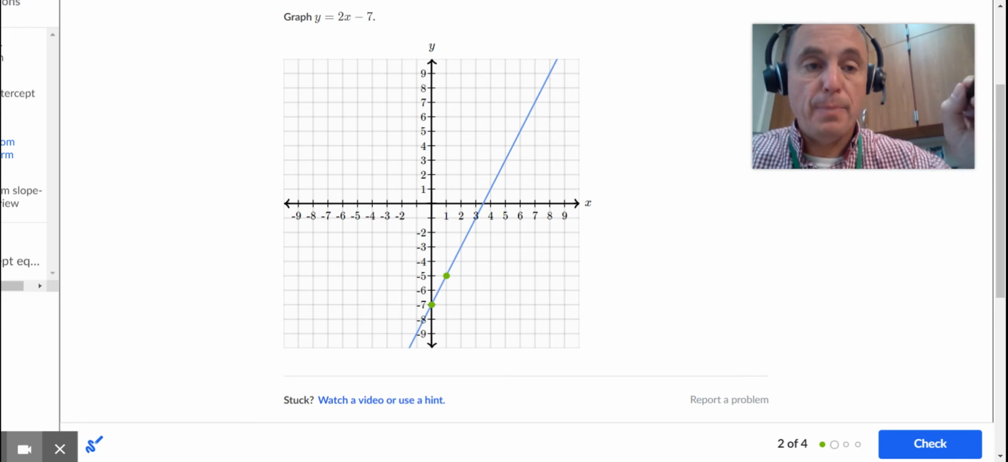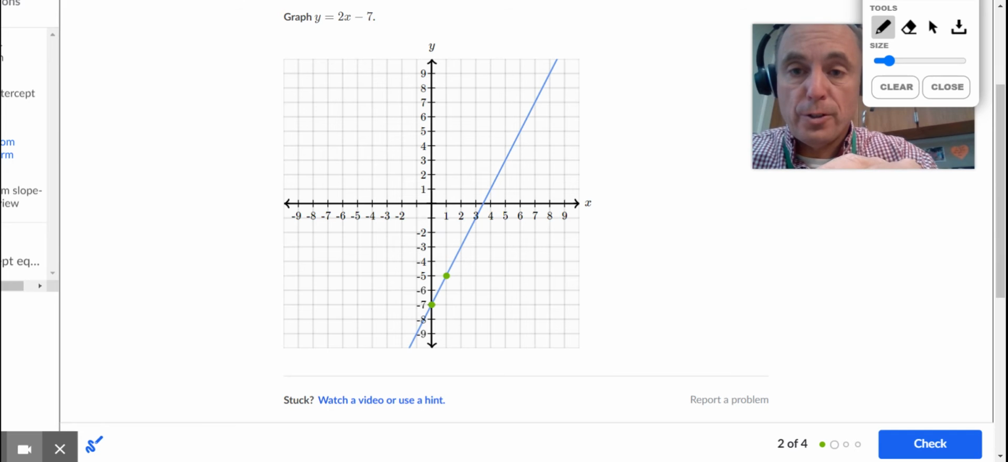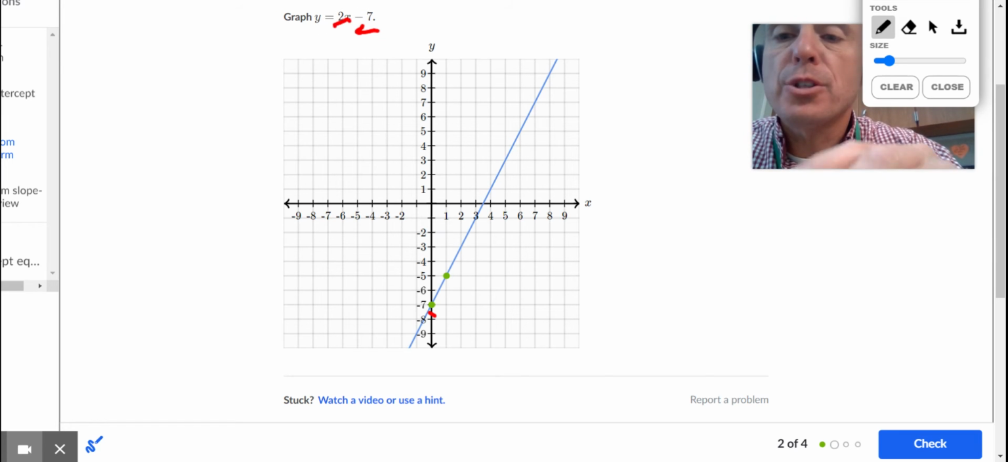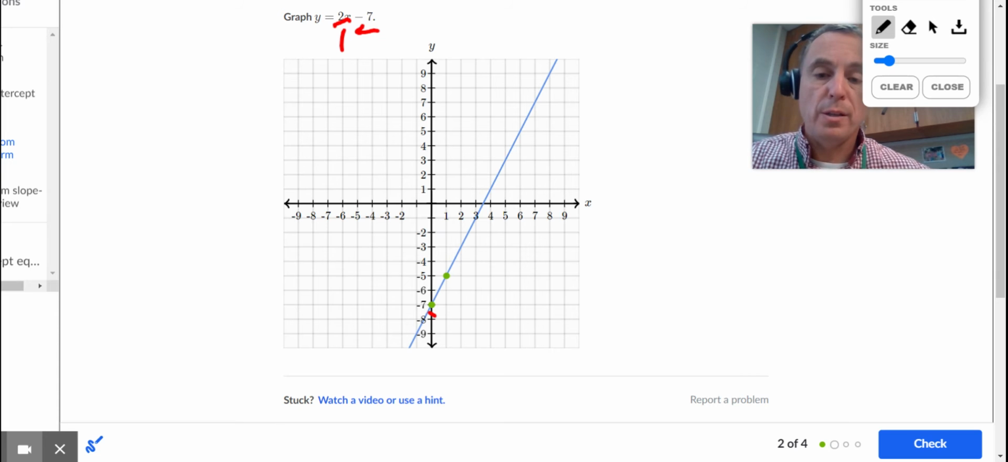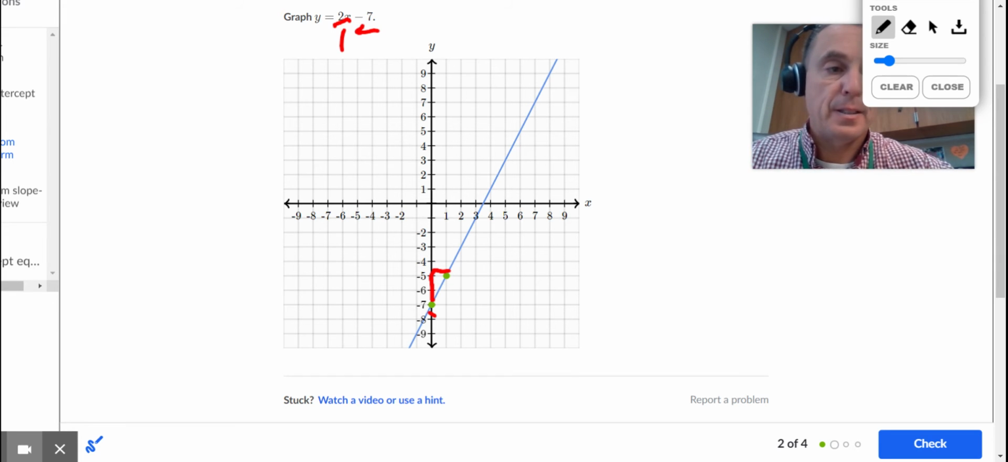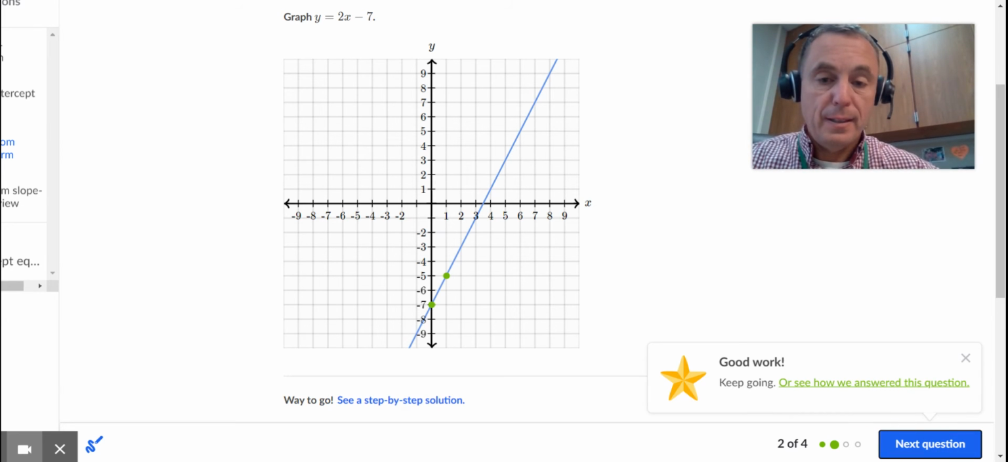So let's check this with a pen. So let's see, my first number is negative 7. That tells me where to start on the y-axis. That's why we call it the y-intercept. The second number is called the slope, and it really is 2 over 1. So that means from the y-intercept, I go up 2 spaces and over 1. Let's see if this is right. Yay, it's right. Next question.